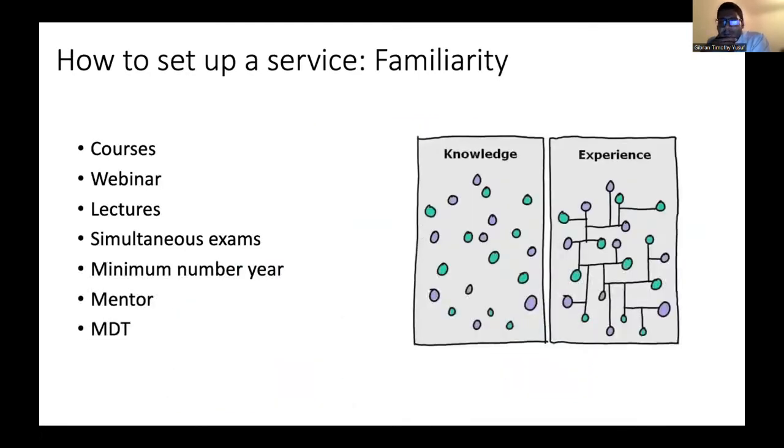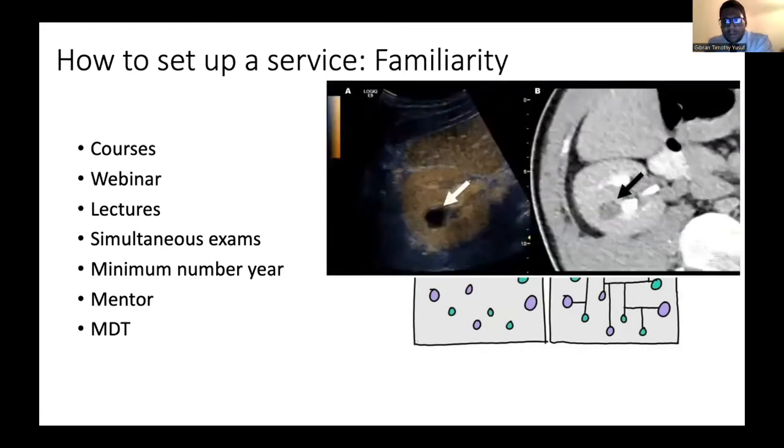So how do you build up this familiarity? Well, you're doing the right thing already. You're in your courses and webinars, your lectures, simultaneous exams. As I said, you'll need to play snap initially. You may need to think about a minimum number you'd like to do a year, and maybe thinking about if there are other sites you need to go to get that experience or be mentored. The other thing I would suggest is familiarity needs to be across the board. Within the radiology department, it's one thing, but actually what you want to do is you want your clinicians that you're referring to be familiar with this.